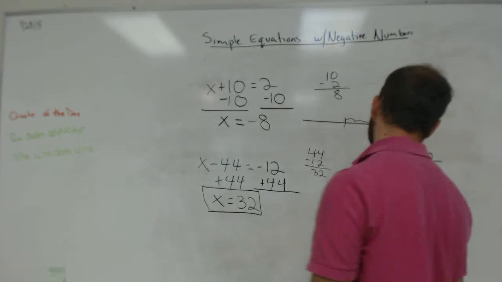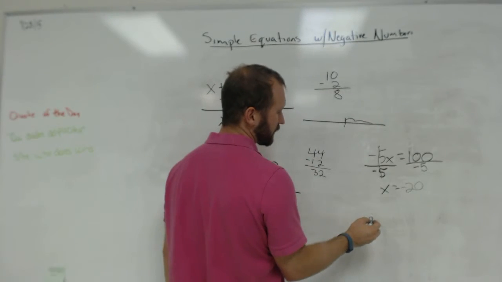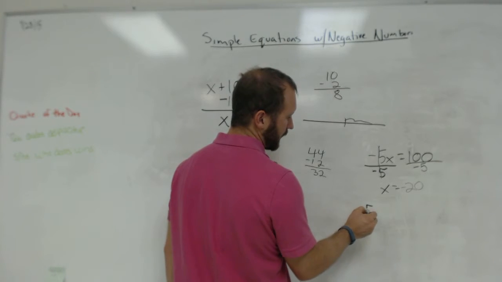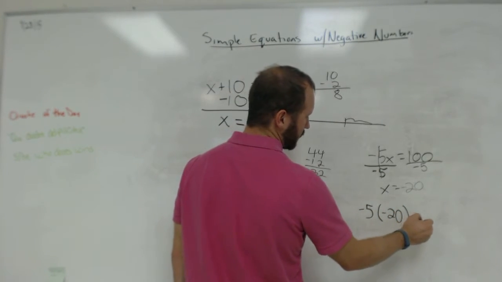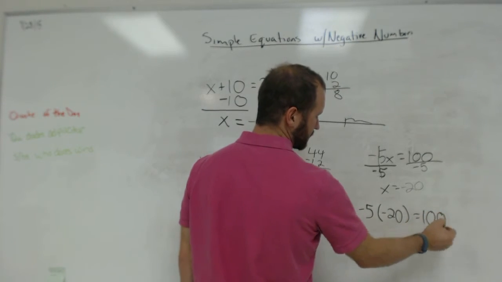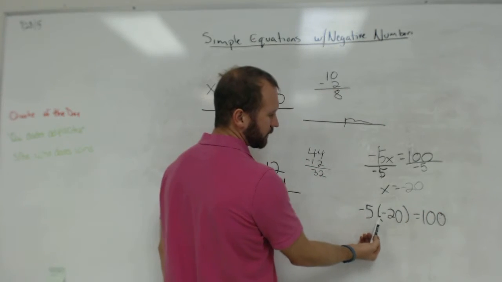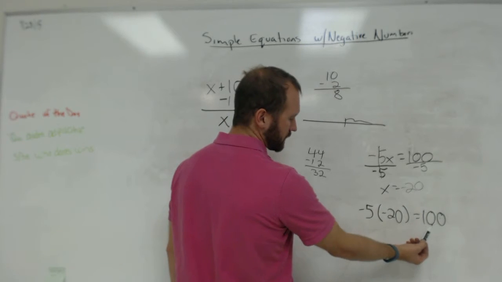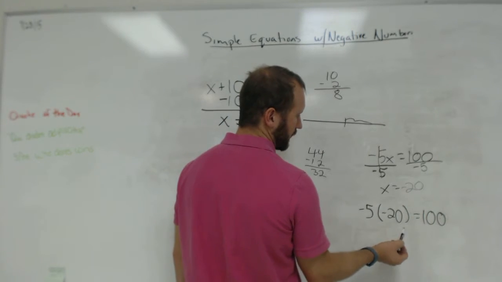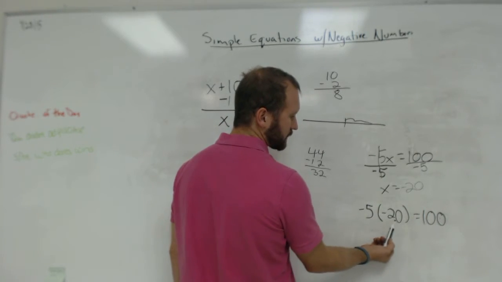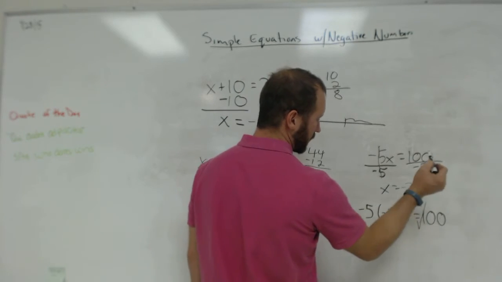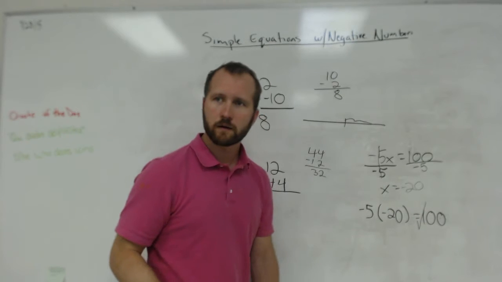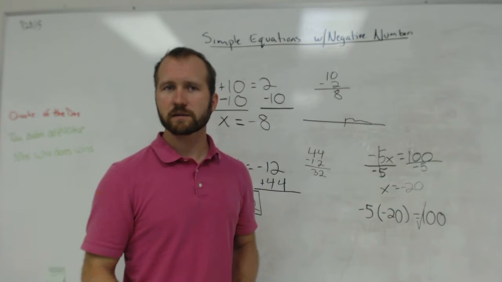Let's check that. Let's just see, does this actually really work? Is negative 5 times negative 20 really going to equal 100? So I have a negative times a negative, which is a positive, okay? So that's looking good. 5 times 20, that is 100. So this really does work. This process really is giving us the correct answers.